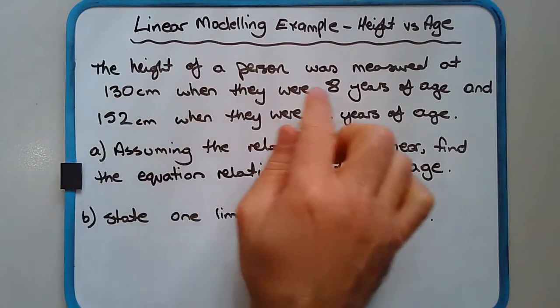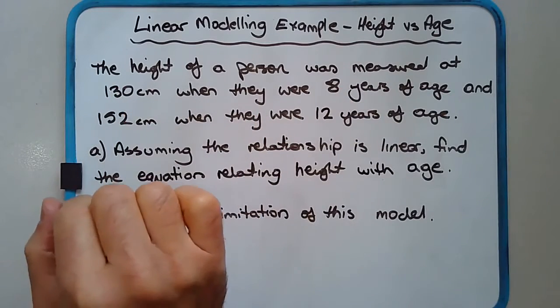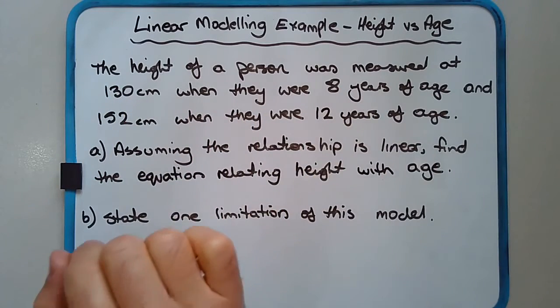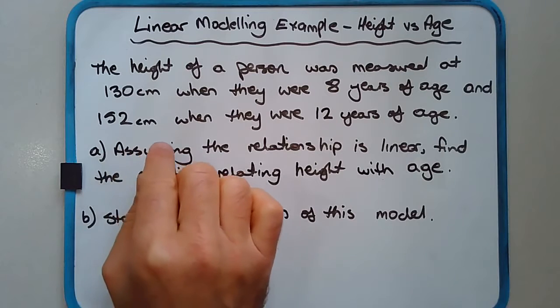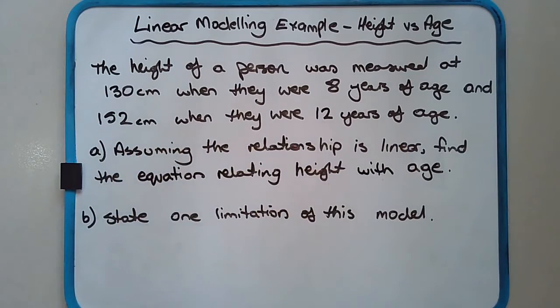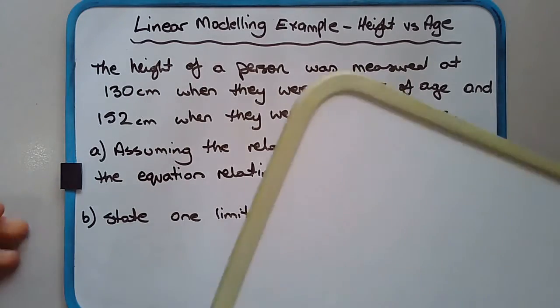So the height of a person was measured at 130 centimeters when they were 8 years of age, and 152 centimeters when they turned 12. So part A, assuming the relationship is linear, find the equation relating height with age. And then part B, state one limitation of this model. Right, so I'm going to do this on another board because I've run out of space.